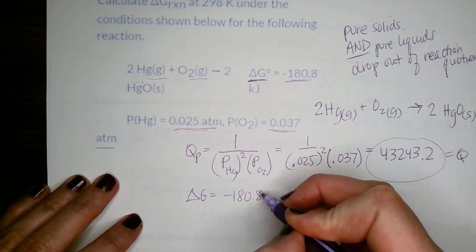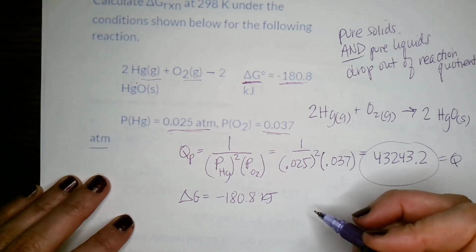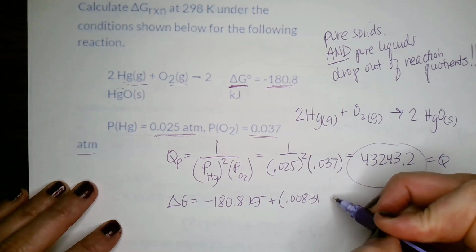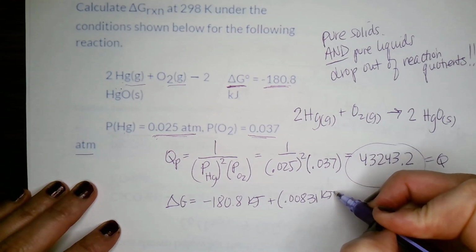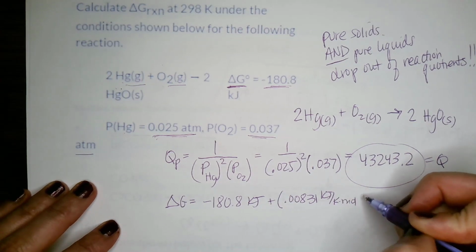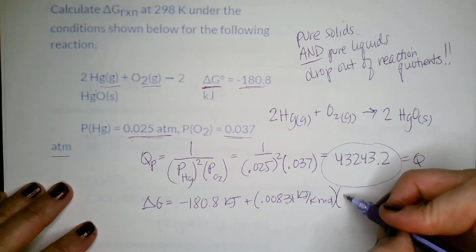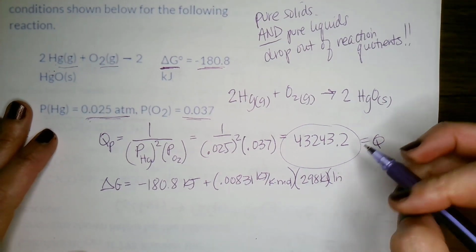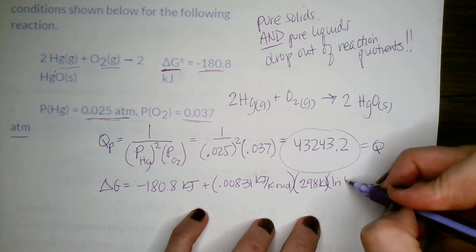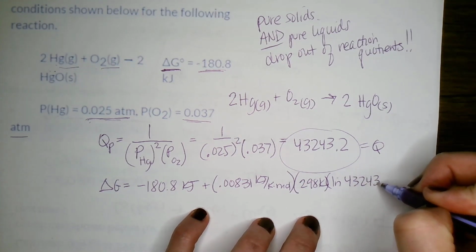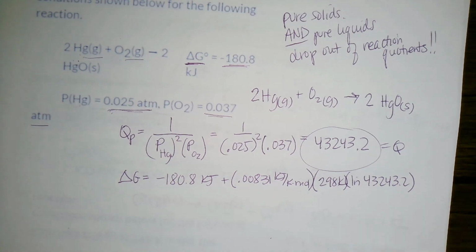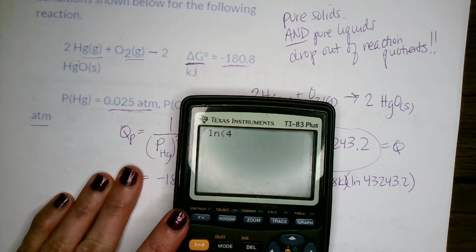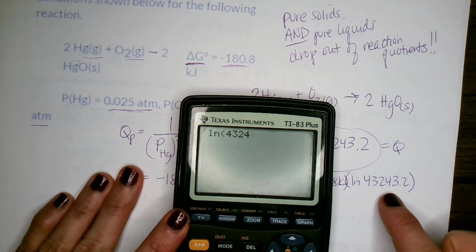We know that delta G is equal to our delta G at standard state, the negative 180.8 kilojoules, plus our R, 0.00831 kilojoules per Kelvin mole, times T, we were told up above, it's 298, times the natural log of our big number here, 43243.2.